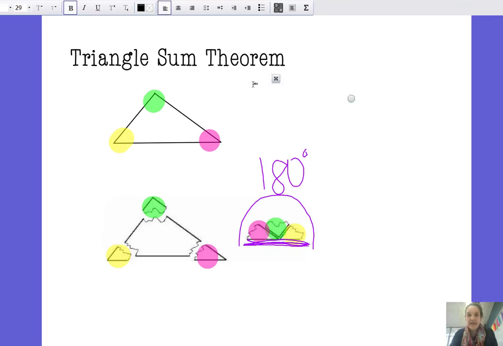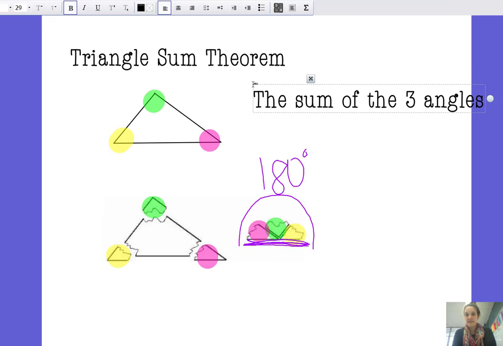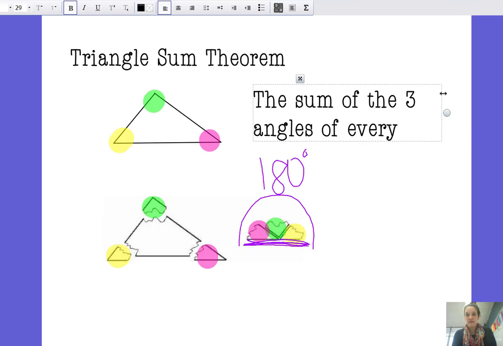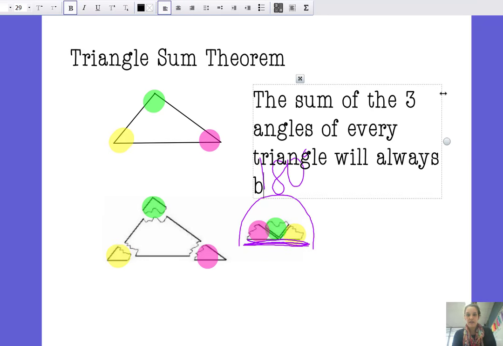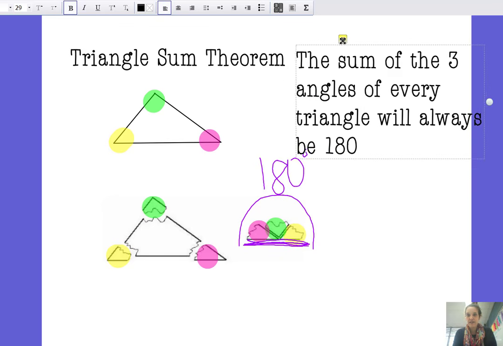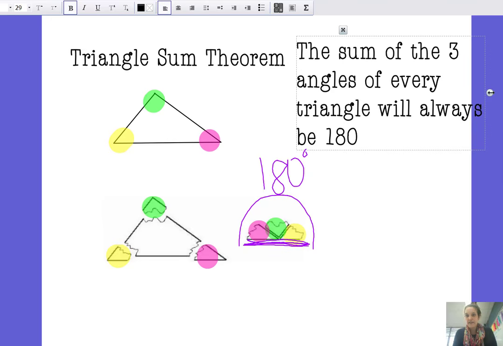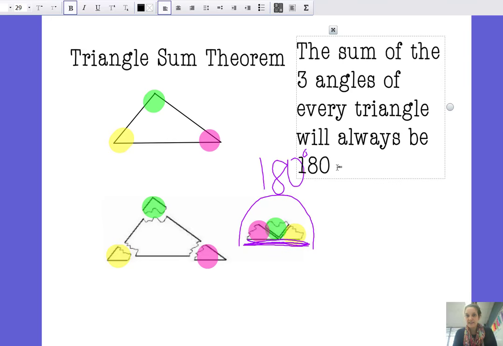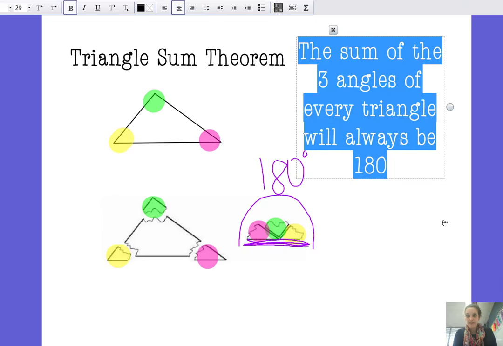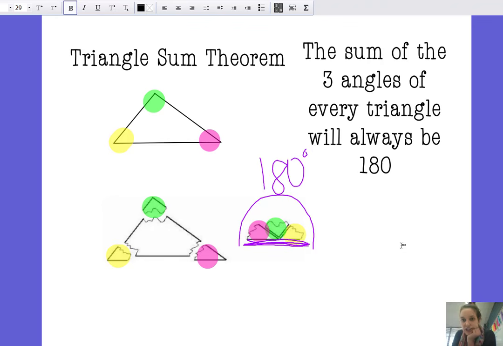So the sum of the 3 angles of every triangle will always be 180 degrees. That is what the triangle sum theorem says. If you add up all the angles, they will always be 180 degrees.